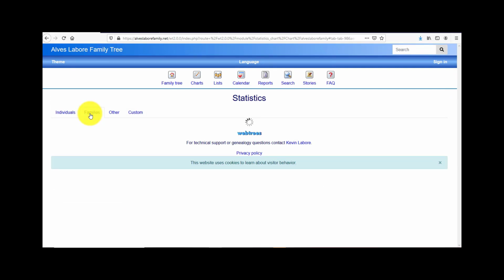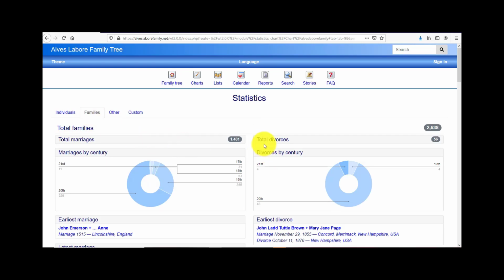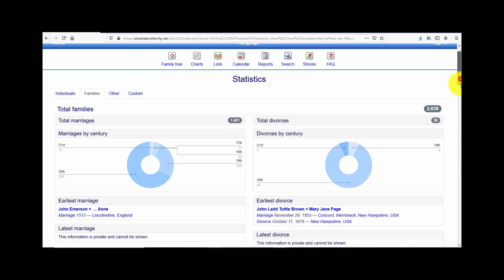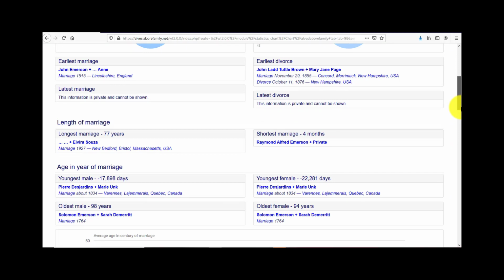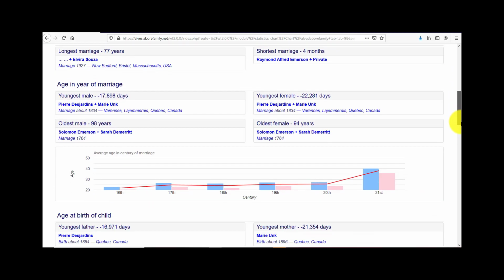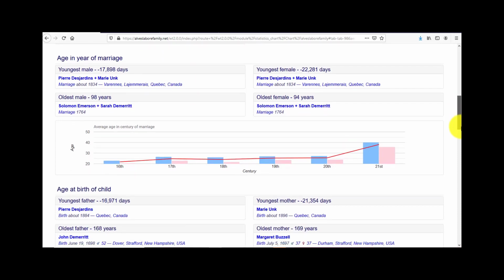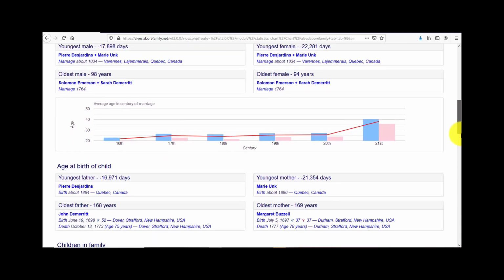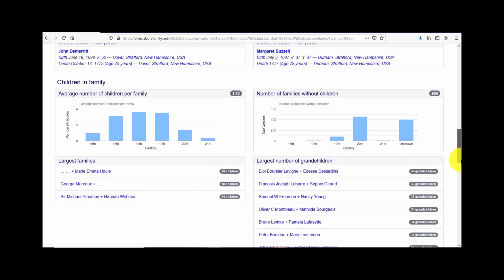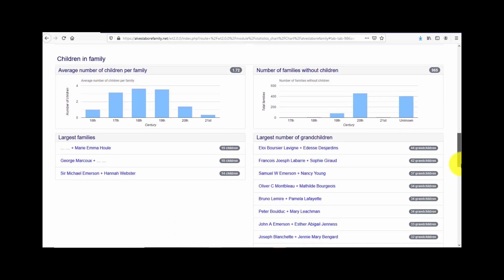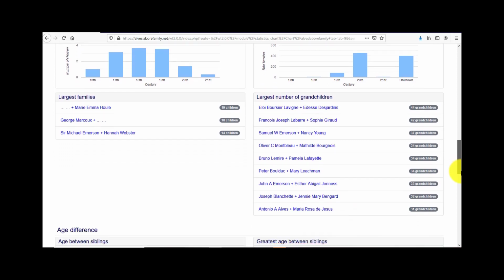Once that loads, you have total number of marriages, total number of families, total number of known divorces, the earliest marriage, earliest divorce, marriages by century. And again, these are known marriages, and some of these might be filtered by your view, so you may not see some things. Age of birth, age by century. It's quite informative information.